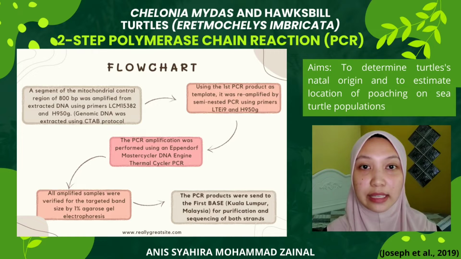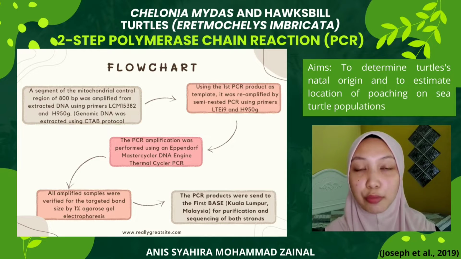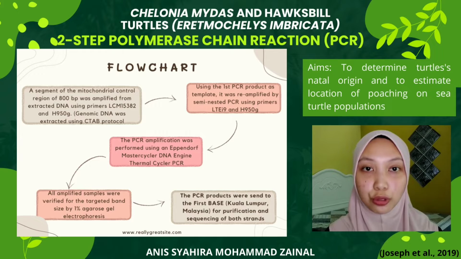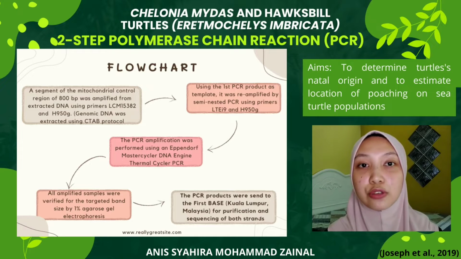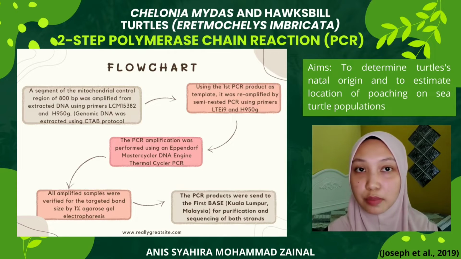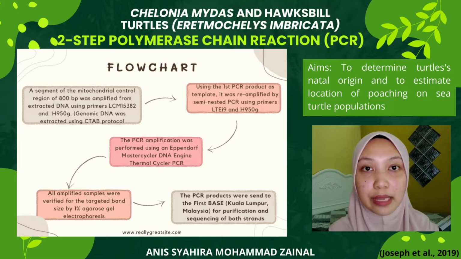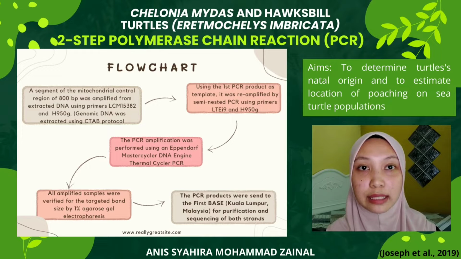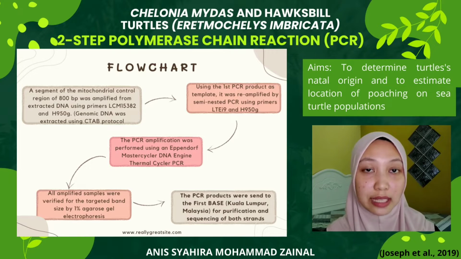The molecular technique applied in this research is a two-step polymerase chain reaction (PCR) protocol. Genomic DNA was extracted using the CTAB protocol. First, a segment of the mitochondrial control region of approximately 800 bp was amplified from the extracted DNA using primers LCM 15382 and H950G. Using the first PCR product as template, it was re-amplified by semi-nested PCR using primers LTEi9 and H950G. The PCR amplification was performed using an Applied Biosystems thermocycler.